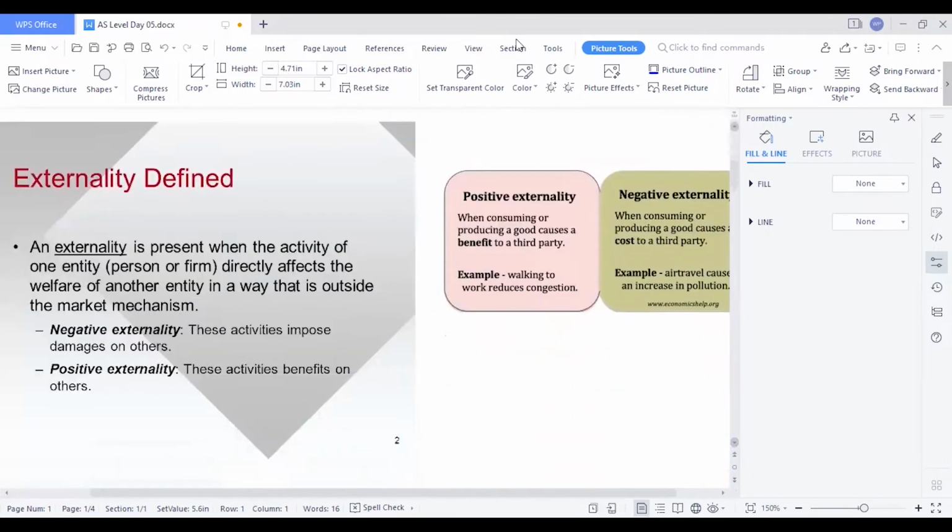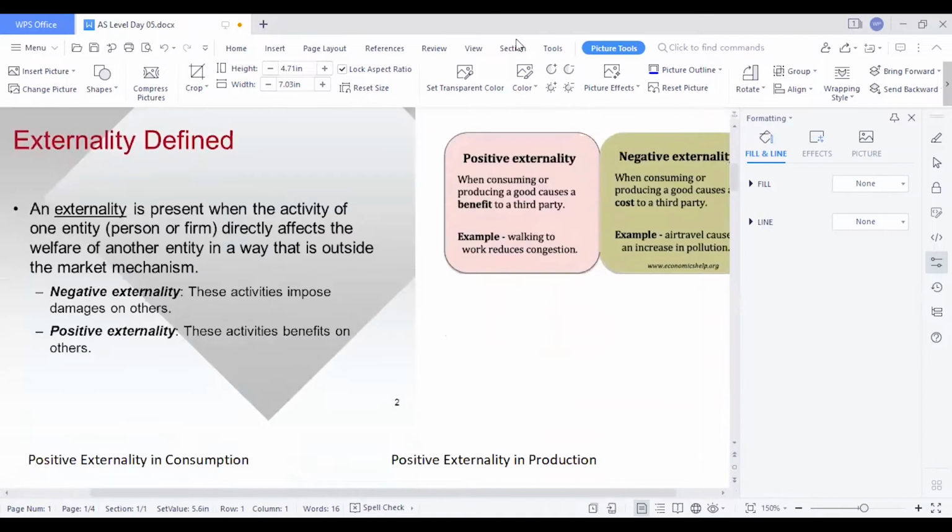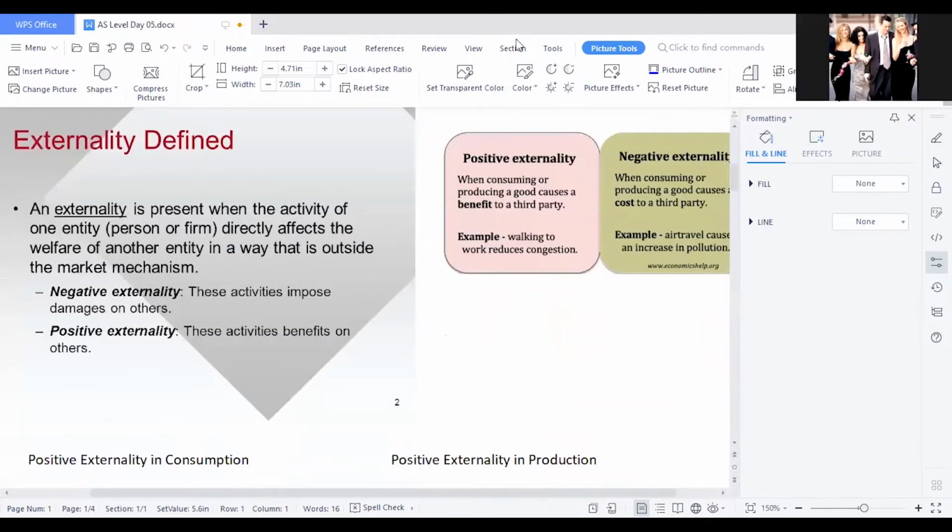It's a big area in your syllabus, and in your AS level, this is tested heavily on your papers. So you need to have overall knowledge when you are doing this particular area. Starting with the concept, externality defined. An externality is present when the activity of one entity, person, or firm directly affects the welfare of another entity in a way that is outside the market mechanism.